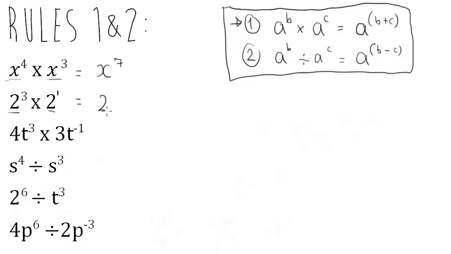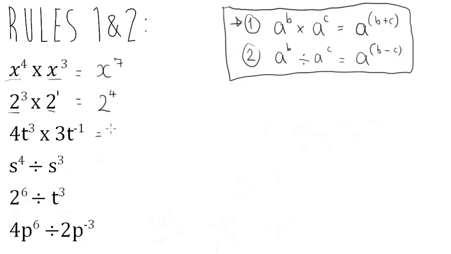So the answer is the same base to the power of the sum of the indices, which is 3 plus 1, which is 4. Okay. This next one's a little bit tricky, because we've got two things to look out for. The negative index, it's minus 1, and these two factors here as well.